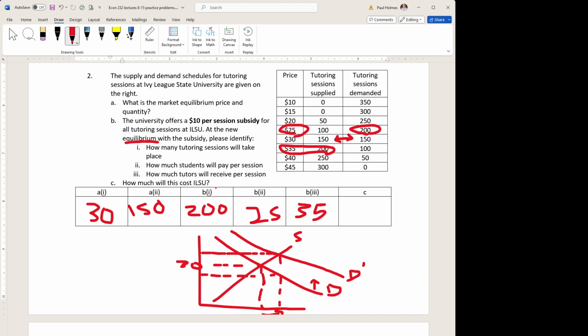How much will this cost Ivy League State? Well, it's $10 per session times the 200 sessions that are being offered. So 10 times, I'm already regretting writing this out, 200 equals 2,000. I'm going to cut it there and pick up for 3 and 4 next.